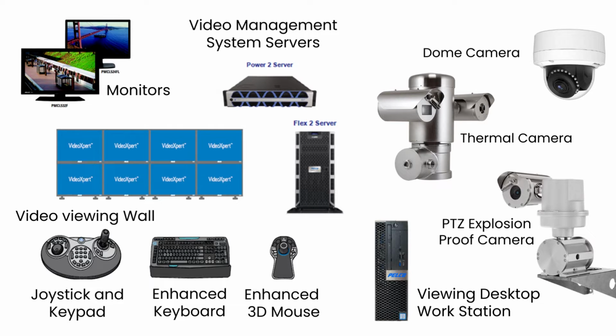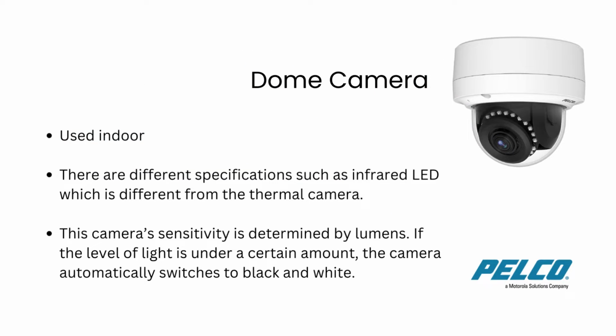The next type of camera commonly used are indoor dome cameras. There are different specifications such as infrared LED, which is different from the thermal camera. This camera's sensitivity is determined by lumens. If the level of light is under a certain amount, the camera automatically switches to black and white.